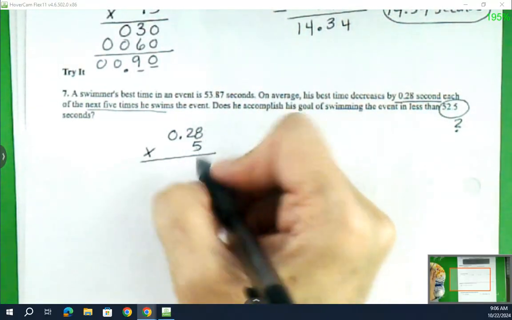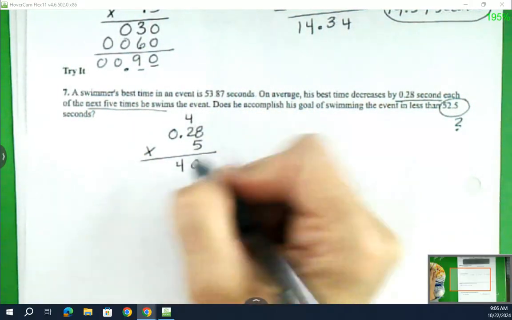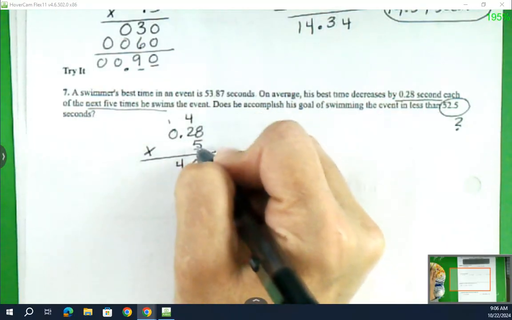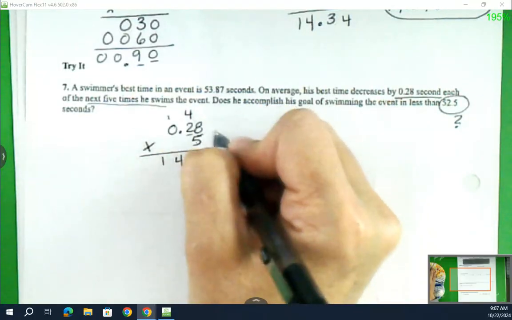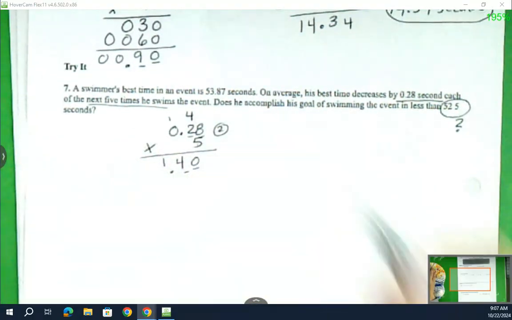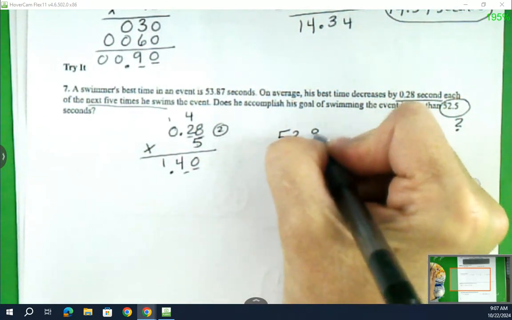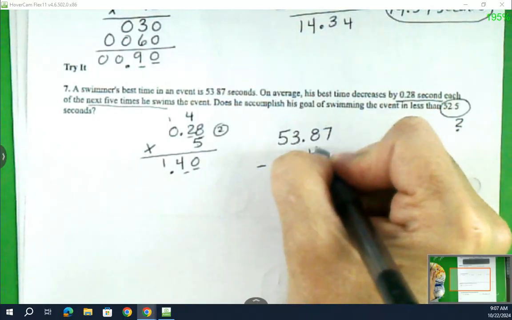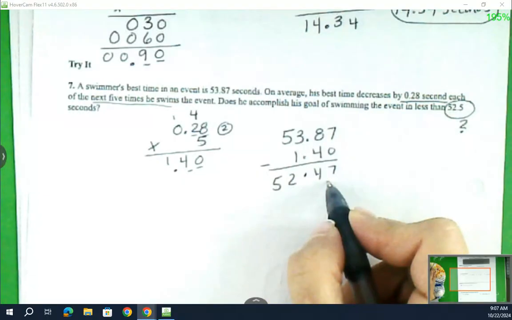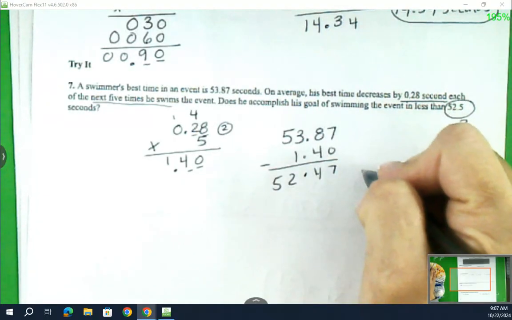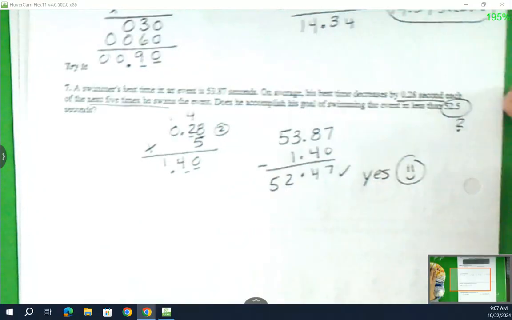So we have 5 times 8 is 40, carry the 4. 5 times 2 is 10, plus 4 is 14. Carry the 1, and then we have 5 times 0 is 0, plus the 1 is 1. And 2 decimal places in our math question, so 2 decimal places in the answer. Okay, so he's going to shave off 1.4 seconds. So his time is 53.87 minus the 1.40. We have 52.47. The time to beat was 52.5. So our answer is yes. The swimmer will accomplish his goal.